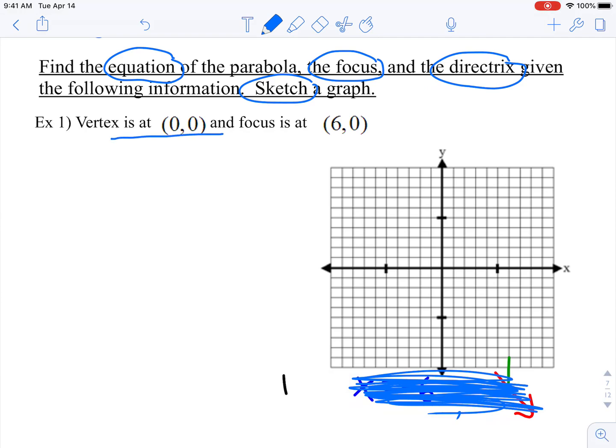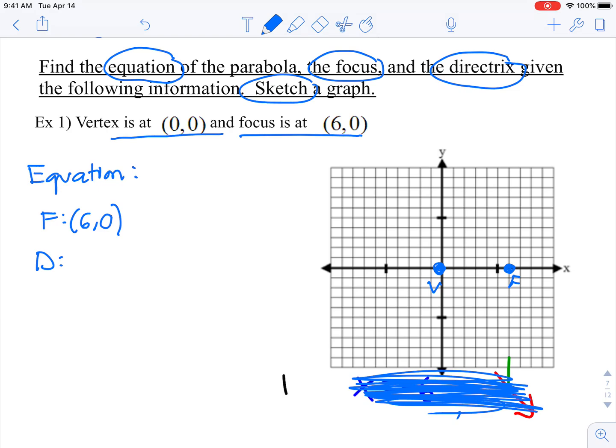Okay, now some of the information is given. We know that the vertex is at (0, 0), so I'll plot that point. And we are given the focus at (6, 0). So the focus is going to be right over here. Focus and vertex. Now remember the key things that we need. We need to write the equation, we need to identify the focus, we need to identify the directrix. The focus right away, that's given.